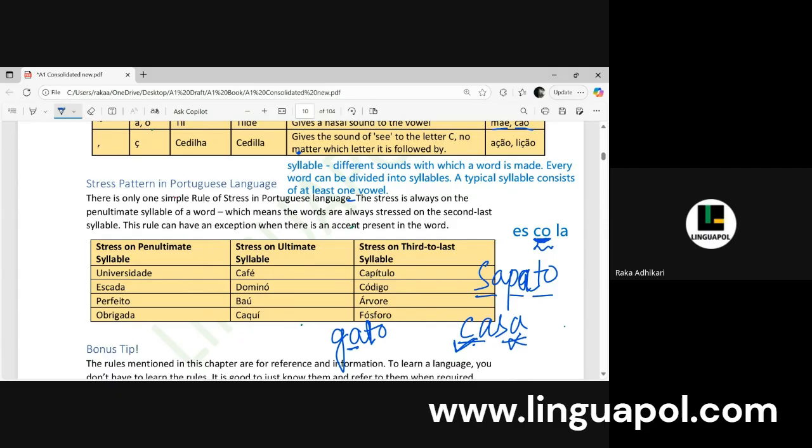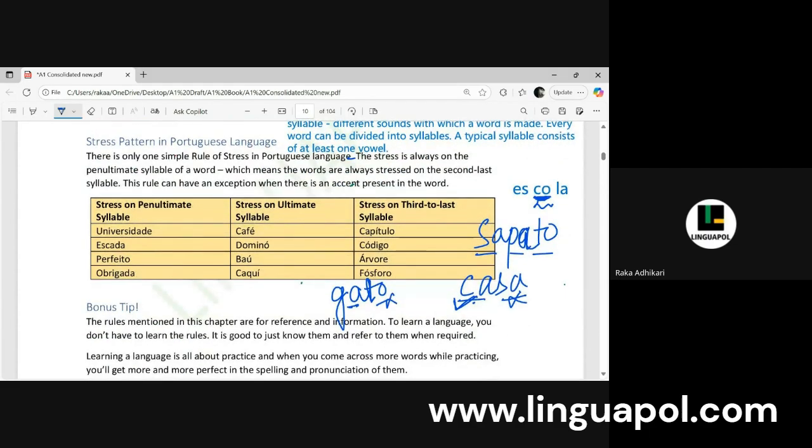So we have two sounds, ga and tu. Tu is the last sound, so definitely we don't put stress here. We put stress on this one. So what will be the sound of this? Gatu. Yes. Gatu.